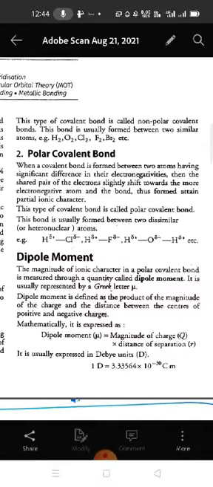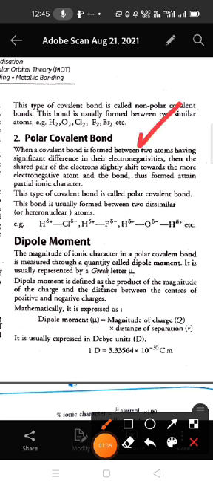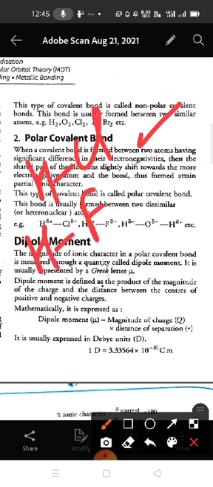Now, polar covalent bond. When a covalent bond is formed between two atoms having a significant difference in their electronegativities, then the shared pair of electrons slightly shifts towards the more electronegative atom, and the bond thus formed attains partial ionic character. For example, HCl, HF, H2O.